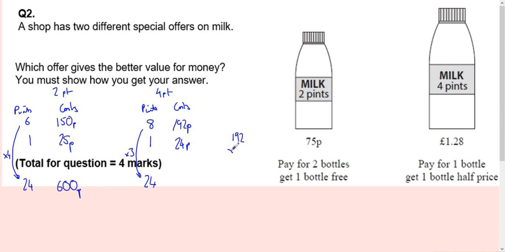Column method. 3 times 2 is 6. 3 times 9 is 27. 3 times 1 is 3, plus the 2 is 5. 576 pence. So my final answer here is that the 4-pint is better value for money.